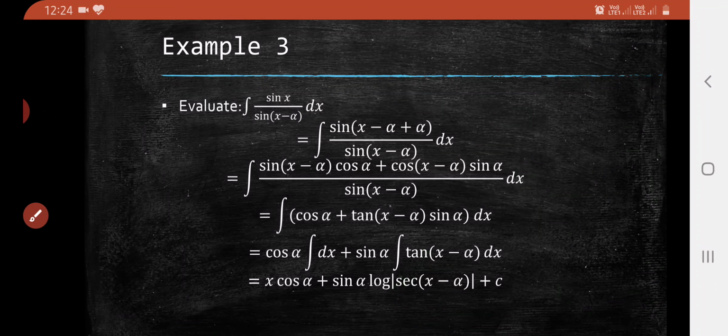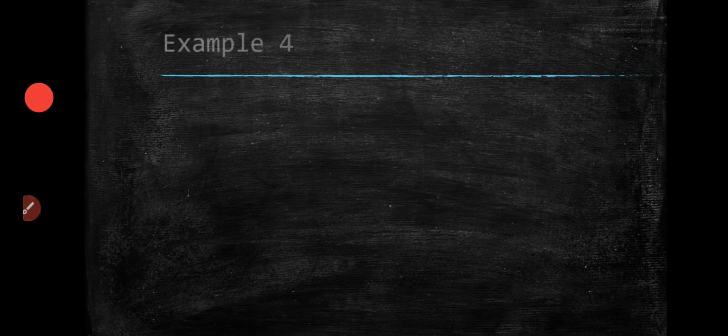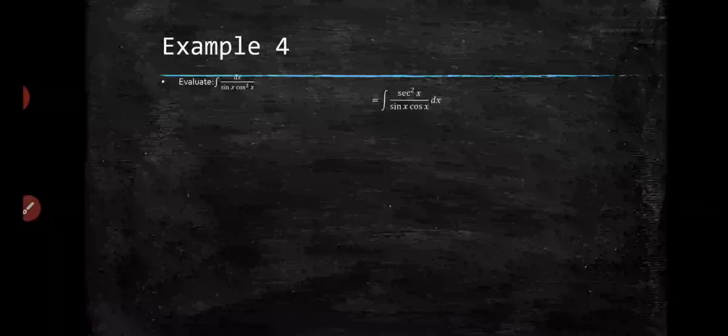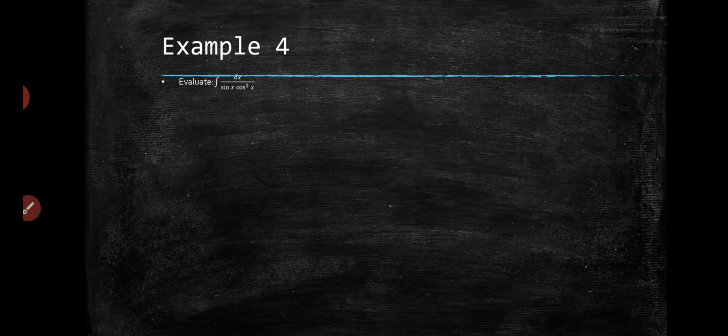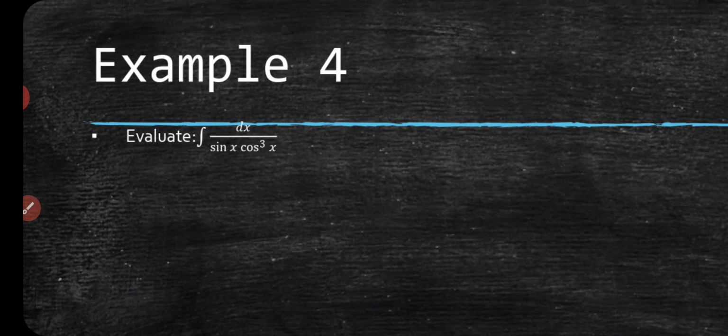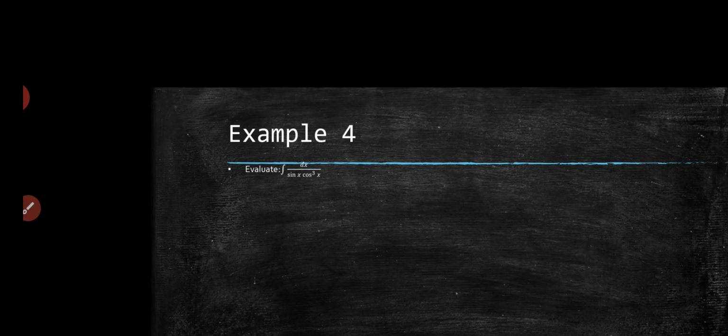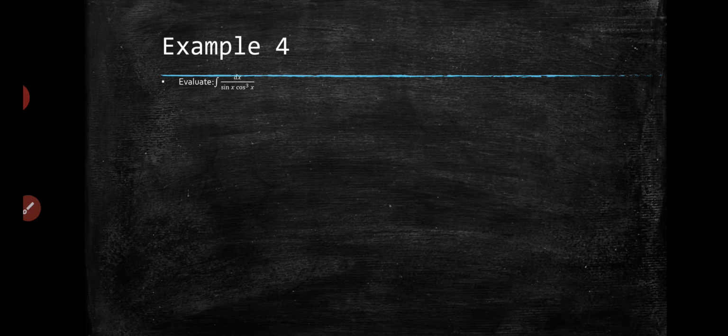Problem number 4. Okay, so the integration is dx by sine x into cos cube x. I think due to lack of space, the whole thing looks a little bit small. I hope you can see it. Let me just zoom it out. So this is exactly what the integration is: dx by sine x into cos cube x. Fine. So now let us move to the solution.